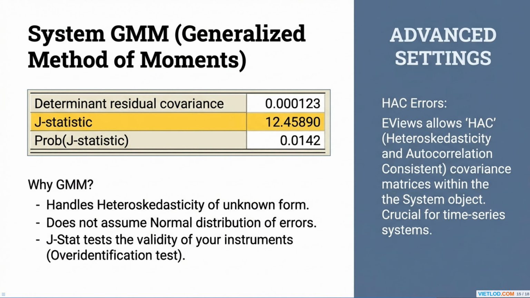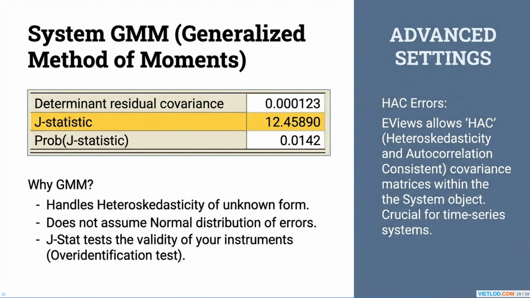System GMM, or Generalized Method of Moments, is a powerful estimator that offers several advantages. First, it can handle heteroscedasticity and autocorrelation of an unknown form, which is very common in time series data. EViews allows you to specify HAC, or heteroscedasticity and autocorrelation consistent, covariance matrices for this within the system object, which is crucial for time series systems. Second, unlike maximum likelihood methods, GMM does not require assuming a specific distribution for the error terms, such as the normal distribution. This makes it more robust.